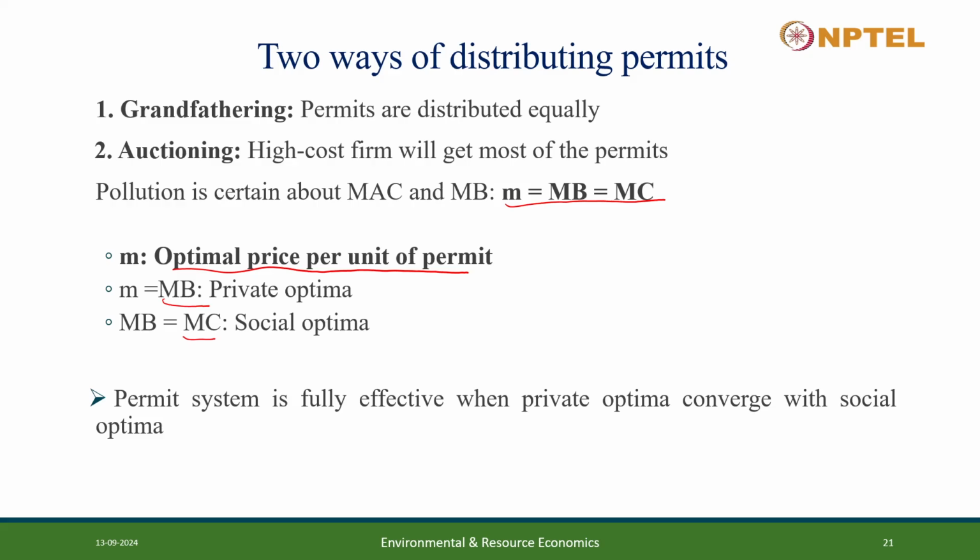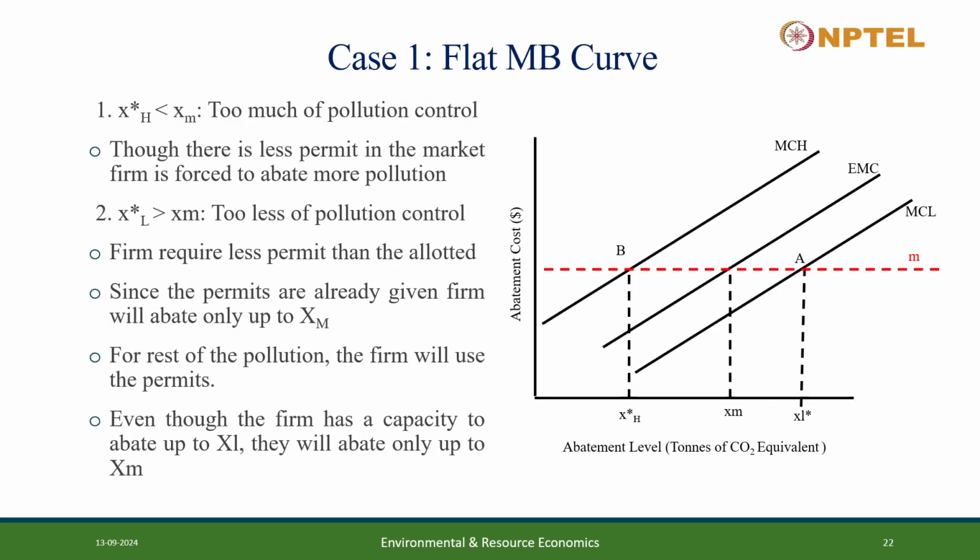So from here we have taken another uncertainty case where the MB curve is flat and we have M as the price of our permit, and the marginal cost can be higher or lower than the expected marginal cost, which is done by the regulator, right? So the regulator will equate the expected marginal cost and marginal benefit curve. So what the regulator gets, that is XM. So XM is the optimum level of pollution, right?